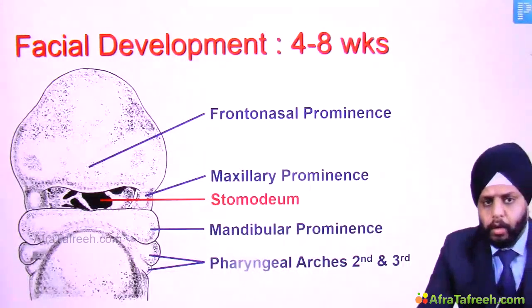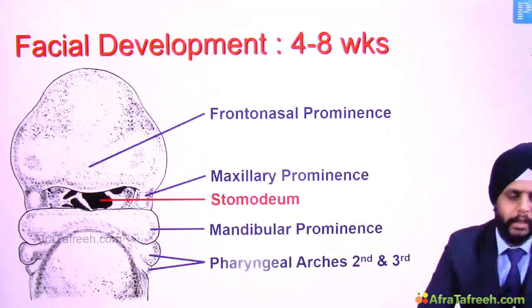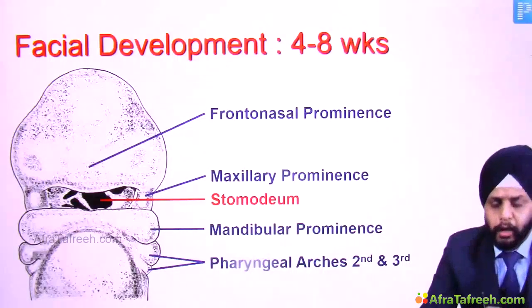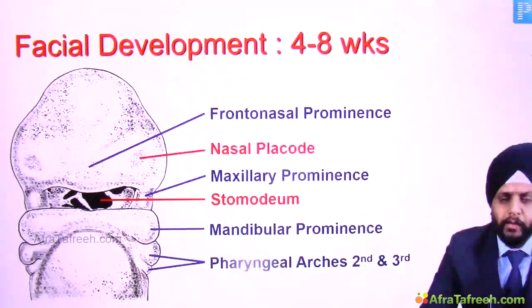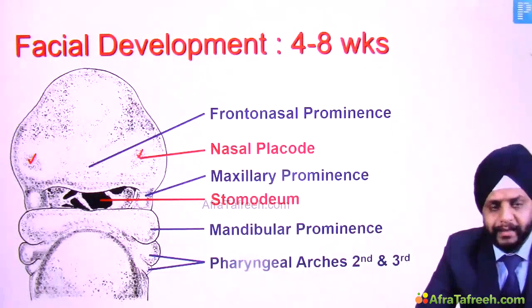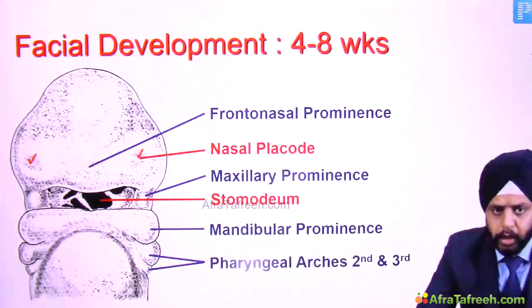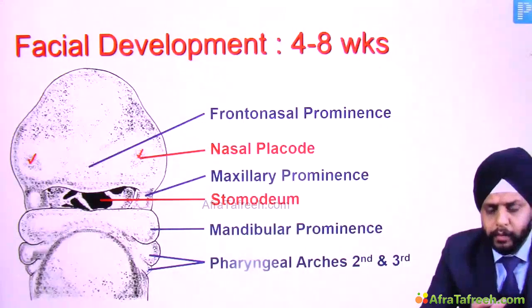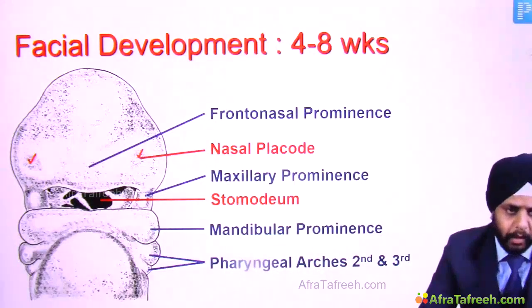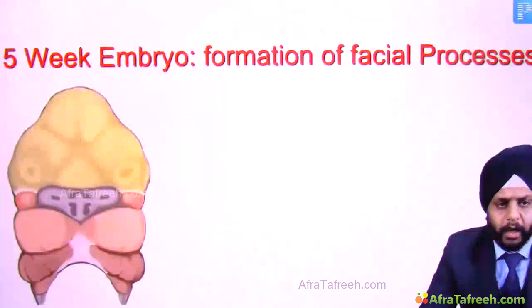Okay, now on the frontonasal prominence we can see that there are 2 ectodermal thickenings. These we call nasal placode. So you can see one on each side, there is formation of nasal placode. Okay, now what happens to this nasal placode and how the nasal cavity forms, we'll discuss it. Now before we discuss it, let's look at this diagram.